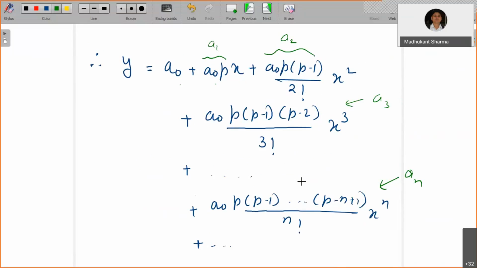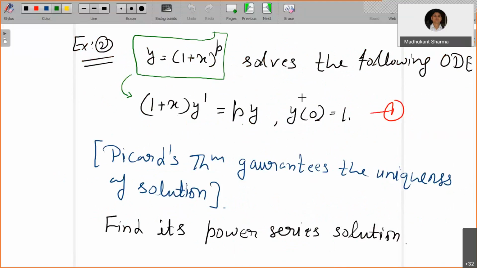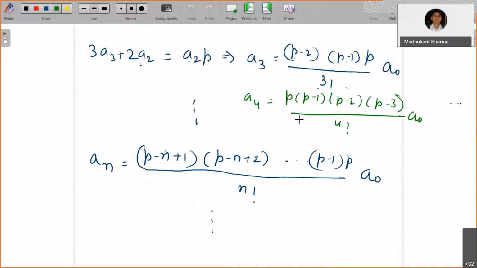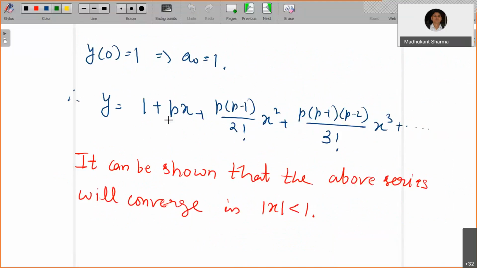Since Picard's theorem guarantees that the solution is unique, that will guarantee that 1 plus x to the power p is equal to this. When you satisfy the initial condition y at 0 equals 1, that gives a naught equal to 1. So you have the binomial series of 1 plus x to the power p, which is nothing but 1 plus px plus p times p minus 1, and so on. It can further be shown, again using the ratio test, that this series will converge for mod x less than 1.